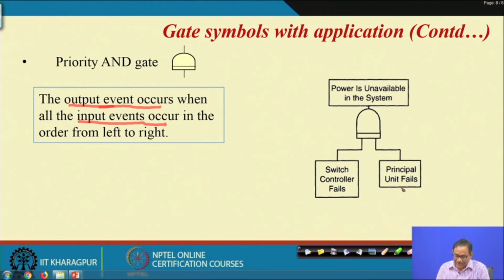So, that is the order: first one, then the second. Both things must happen, and they should happen in this order. What will happen if the switch controller is successful and the principal unit fails? Then the standby unit will automatically start working, so power will be available in that case. Okay. So, this is known as the priority AND gate.